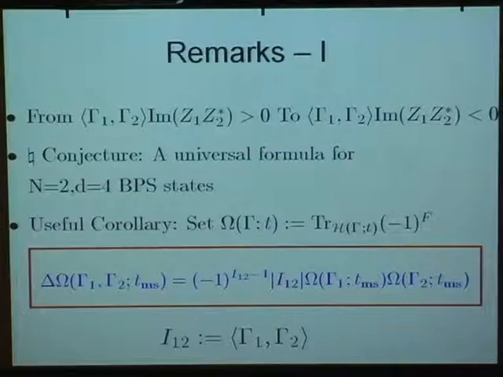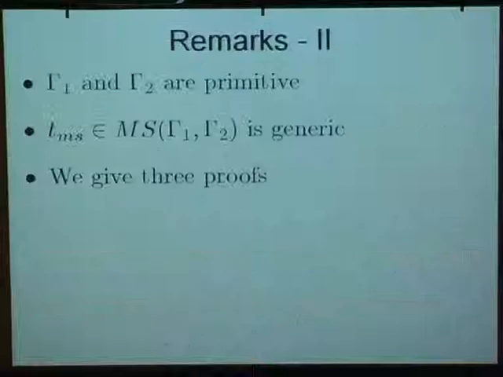A useful corollary is to consider not the Hilbert space but the Witten index. And here's the formula for the change in the Witten index given by the product of those of the constituents times the dimension of that spin representation. Again, that's the symplectic inner product of gamma 1 and gamma 2. Now, this formula is only meant to apply when gamma 1 and gamma 2 are primitive. And moreover, it's only meant to apply when the place where you cross the wall is generic.